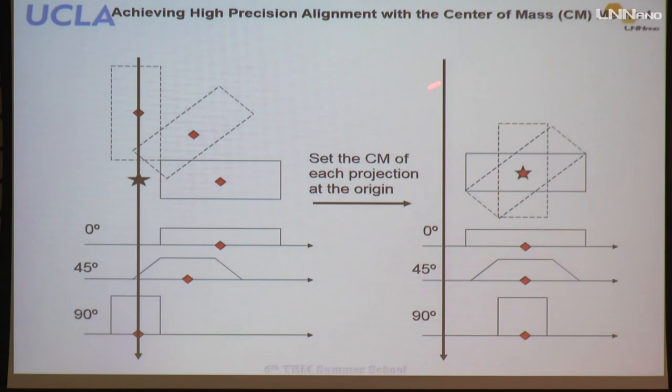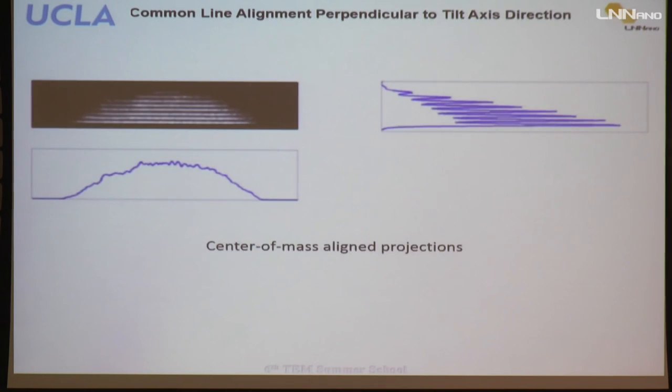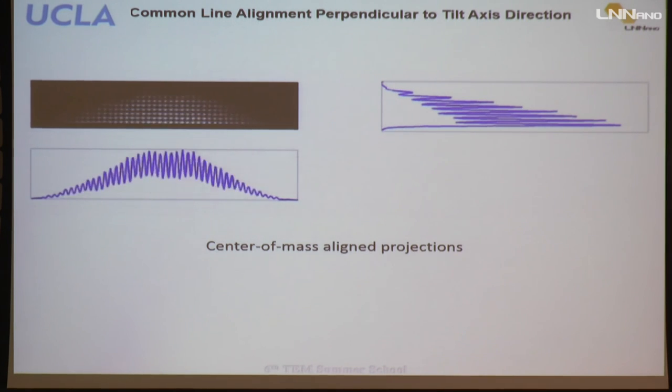And after center of mass alignment, if you move your center of mass to the same common point along the rotation axis, then it should be aligned. So this is the common center of mass alignment method, and it works pretty well in high signal to noise ratio images like STEM tomography. So these are the center of mass aligned projections. The common line stays a common line, very aligned, and the center of mass actually stays on the rotation axis.